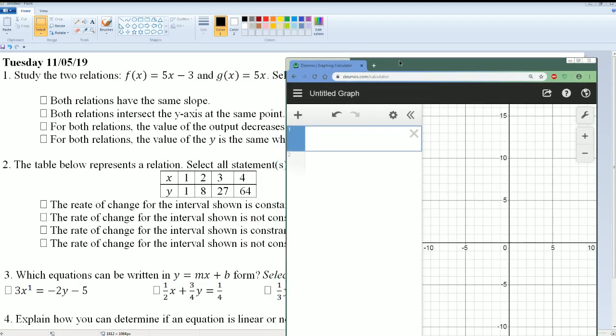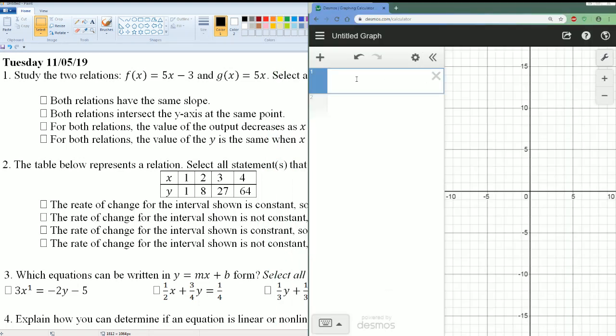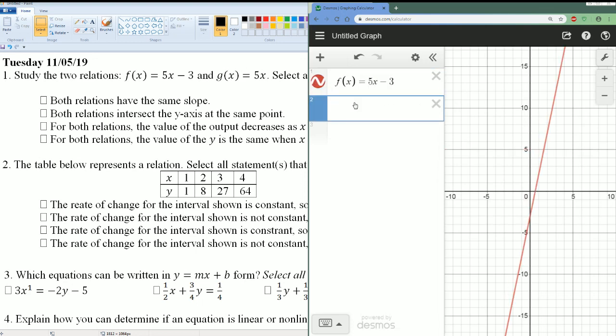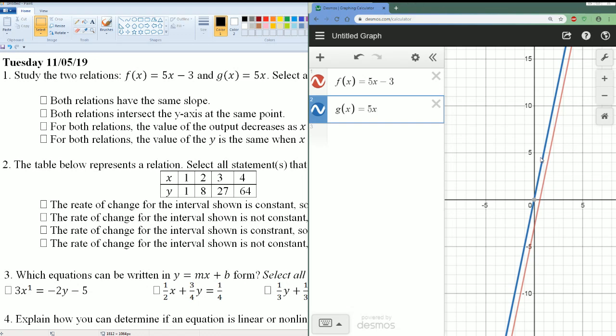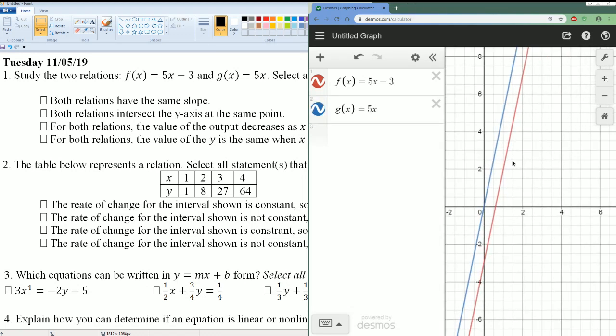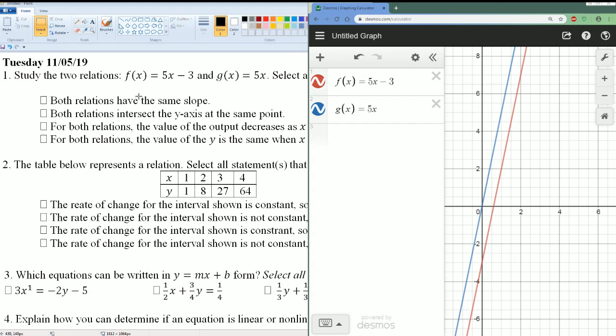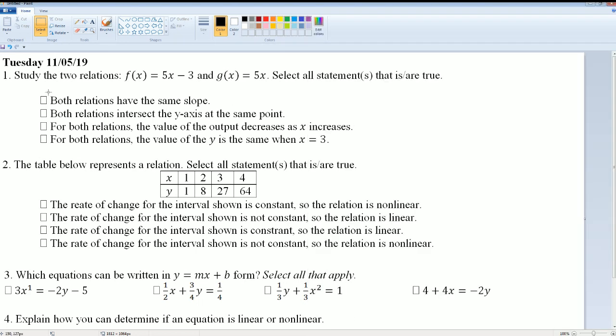Okay, so first one, I said f of x. Type it in exactly the way you see it: 5x minus 3. The other one was g of x is equal to 5x. That's very interesting. Looks like it's almost the same. Do both relationships have the same slope? Let's see. Up 4, across 1. Yes, they do have the same slope.